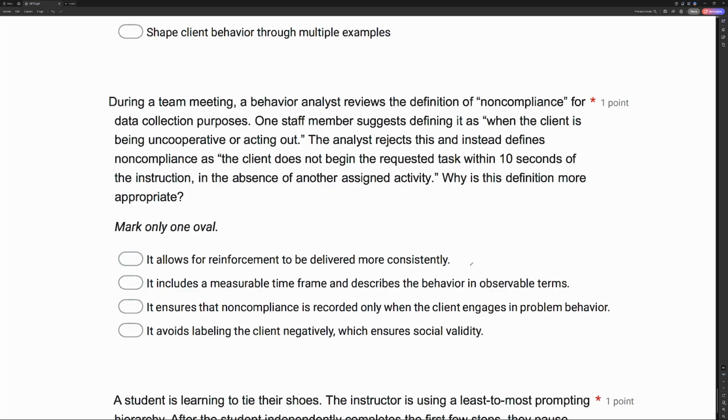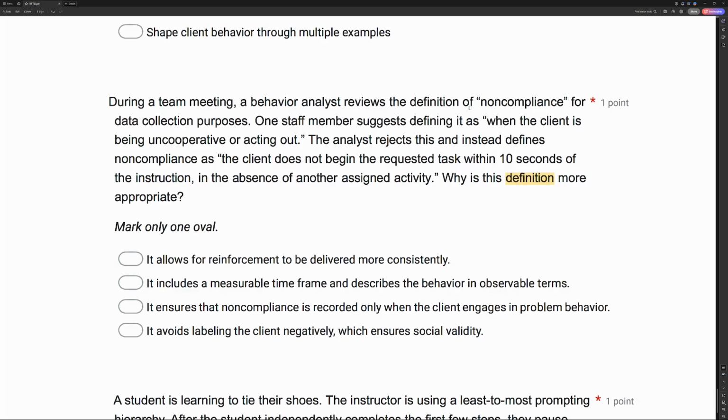So it's a wordy, kind of a longer question, but it's pretty straightforward because it's asking about the operational definition. When we are operationally defining a behavior, what are we trying to accomplish? One, we want to be objective, meaning we want to be factual. Two, we want to try to be as complete as possible. And three, what are we measuring?